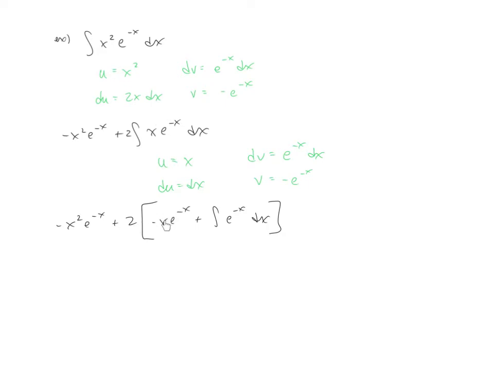So this term looks pretty good. This integral is pretty easy. So I'm going to go ahead and distribute the 2 into both of those and integrate as I go down. So negative x squared e to the negative x plus, minus 2x e to the negative x. And then with the integral, we'll have a negative 2 e to the negative x plus c.